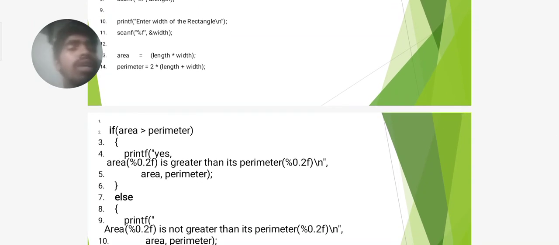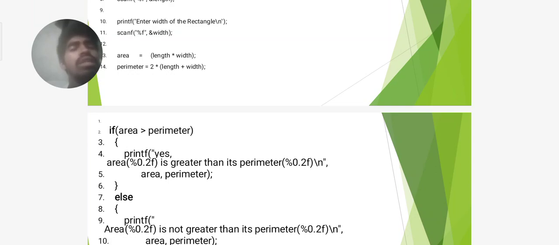What we are finding is whether the area is greater than the perimeter. So we give an if condition: if area is greater than perimeter. While using the perimeter we can give parentheses. Next, printf "Yes, area %0.2f is greater than the perimeter %0.2f\n", area, perimeter. So this is the main condition.